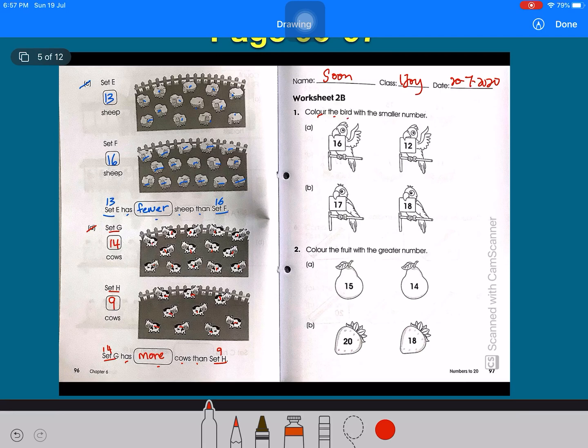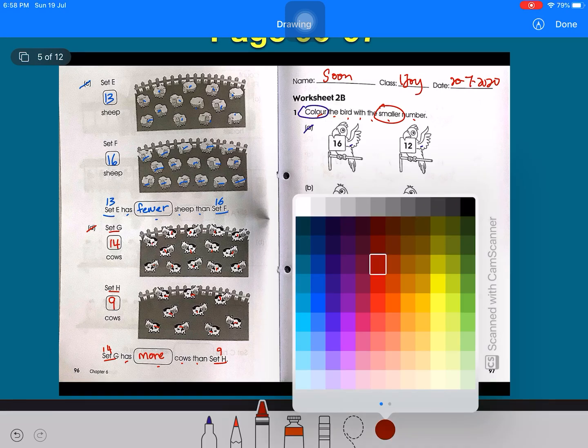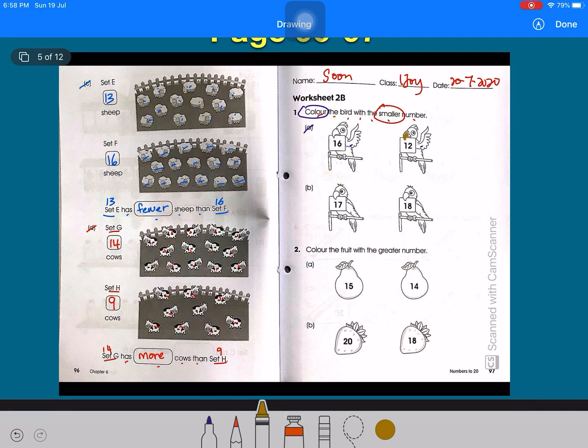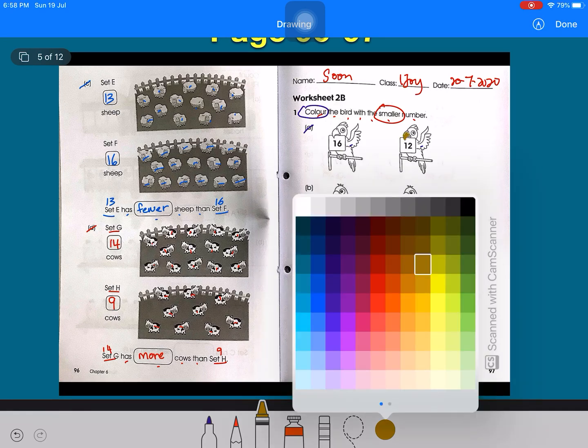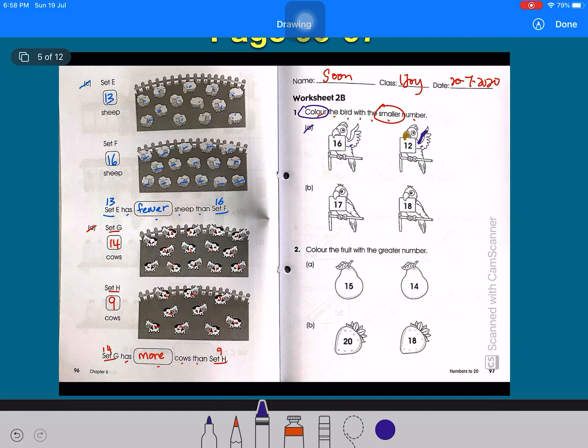Okay, color the birds with the smaller number. So smaller is a keyword here. Find the small number. Exercise A, 16 and 12. Which number is smaller? Of course 12 is smaller, right? But we don't circle, we color the birds with the smaller number. So we take out the color pencil and then you color the bird. This one. You can apply any color you like.